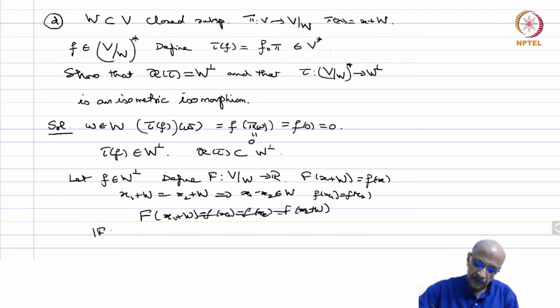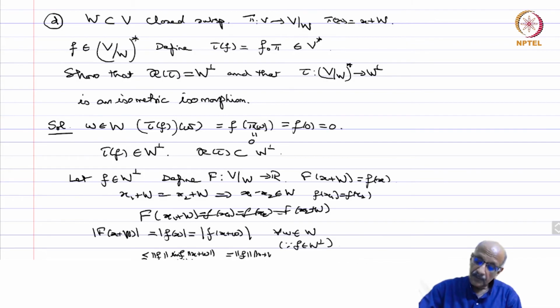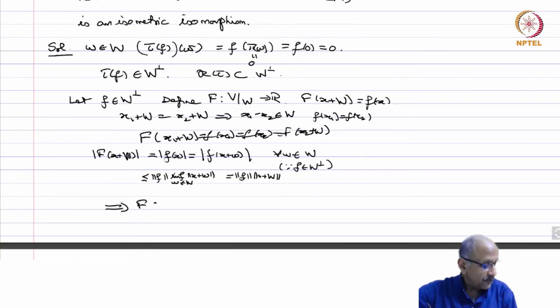And also, what is mod F of x plus W? Equals mod f x, which is mod of f of x plus w for all w in W, since f belongs to W perp. And therefore this is less than or equal to norm f times norm of x plus W. This is true for all w, so I can put the inf of norm of x plus w, w in W, and that's equal to norm f times norm of x plus W. Therefore capital F, so this shows that F belongs to (V by W) star.